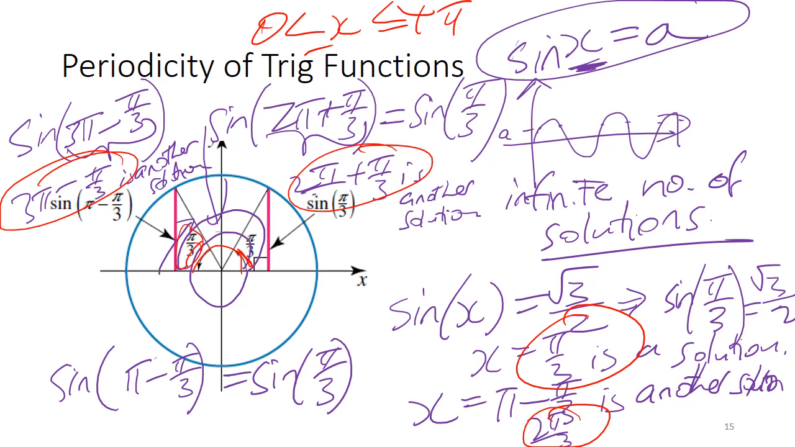So my question can be, give me the solution between 0 and negative 2 pi. And how about you go ahead and do it? All right, have a go. I will put the answers on the next slide.